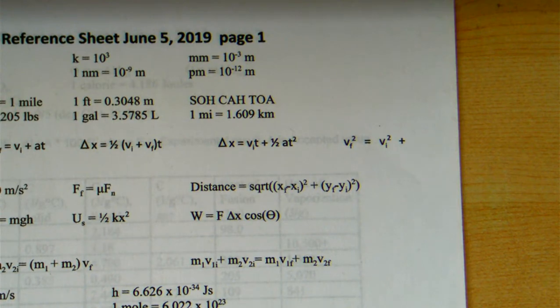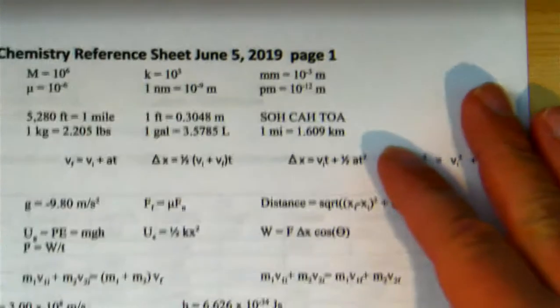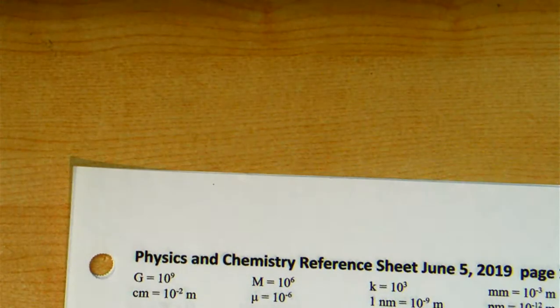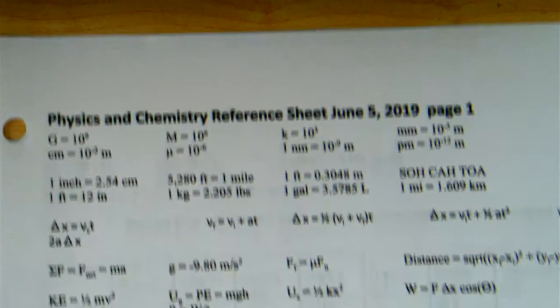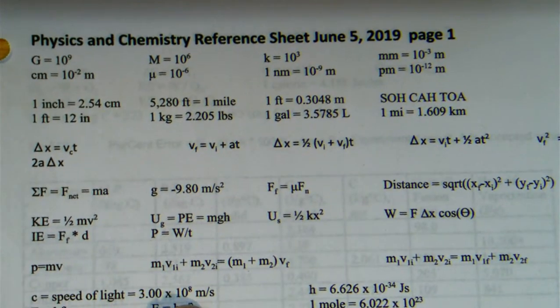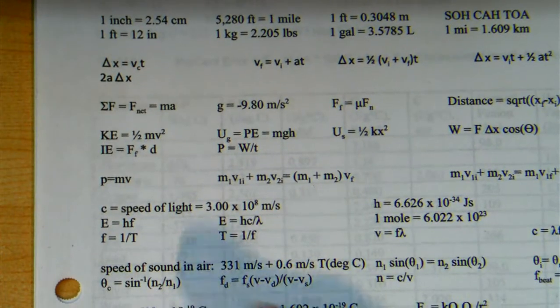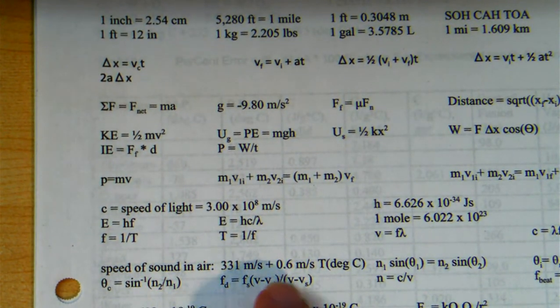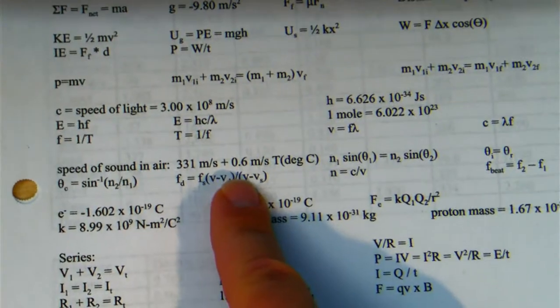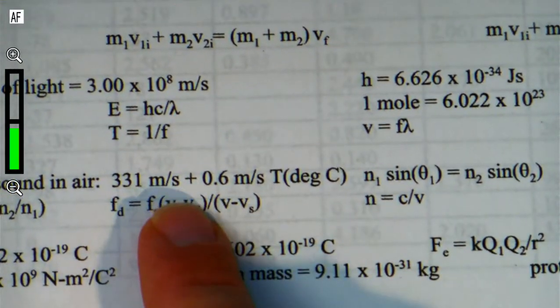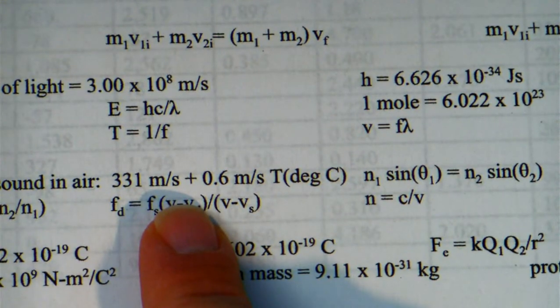All right, coming back from our 3-minute break, it's time to start teaching you some of the details on this physics and chemistry reference sheet dealing with, for example, sound waves, the speed of sound in air. It states, this is a formula, and the formula says the speed of sound in air is 331 meters per second. But wait, there's more.